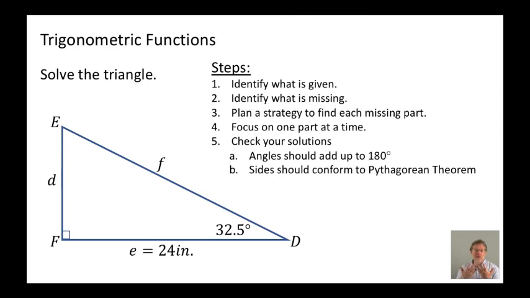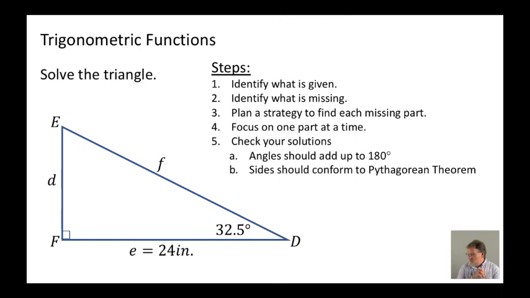You don't even have to have a plan for the whole triangle all at once. Just have a plan for the next angle, the next side that you want to try and find. And that's actually part 4 there. Just focus on one part at a time. Don't get overwhelmed with the entire triangle when you're solving a triangle here.